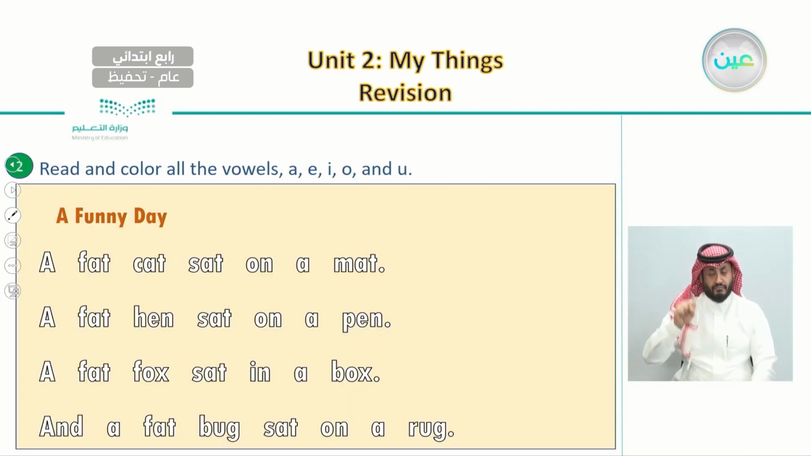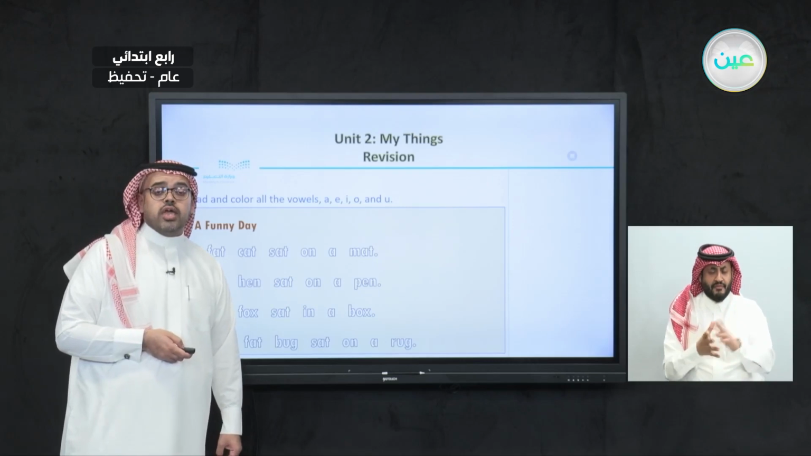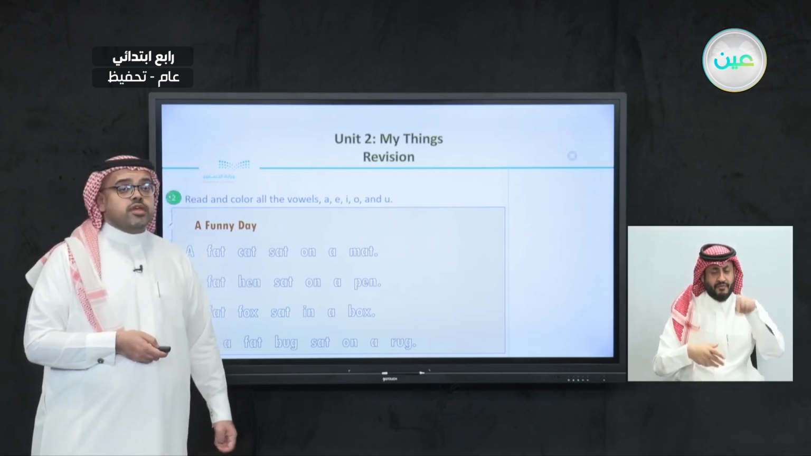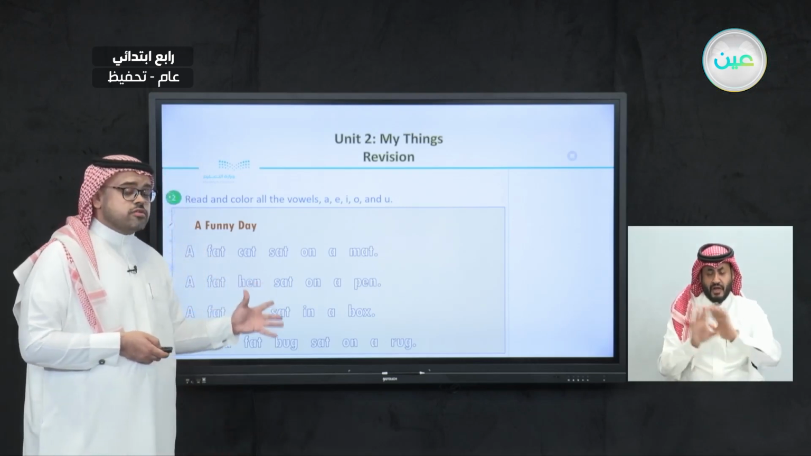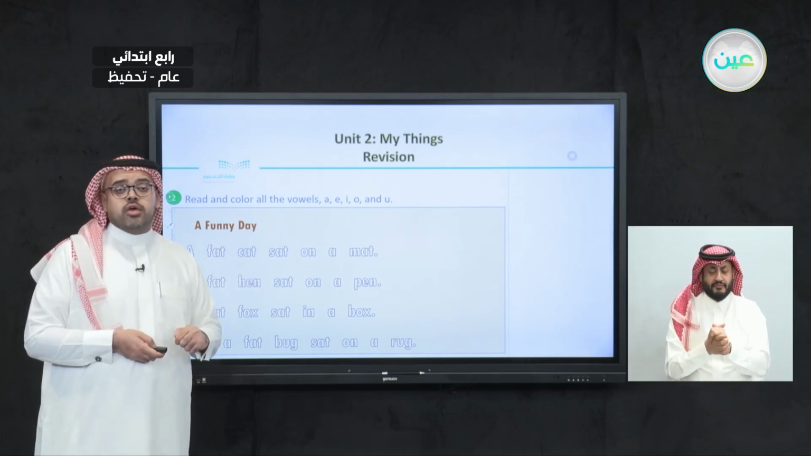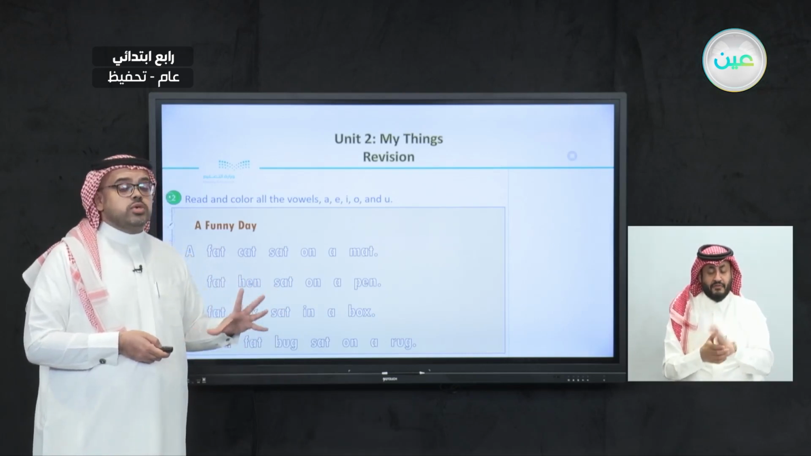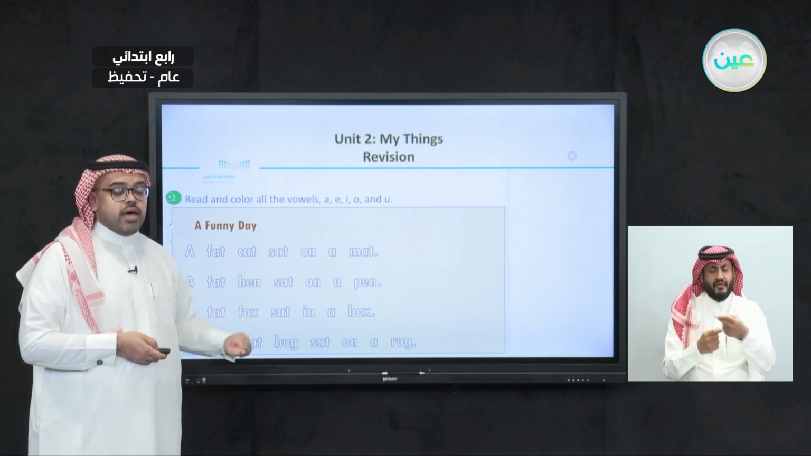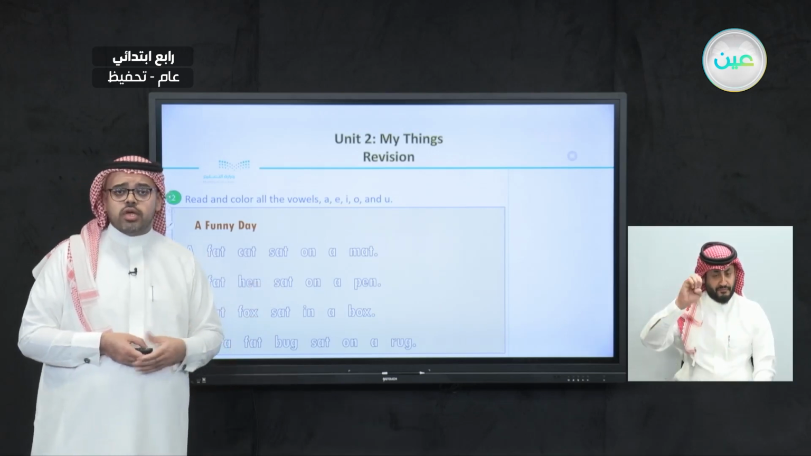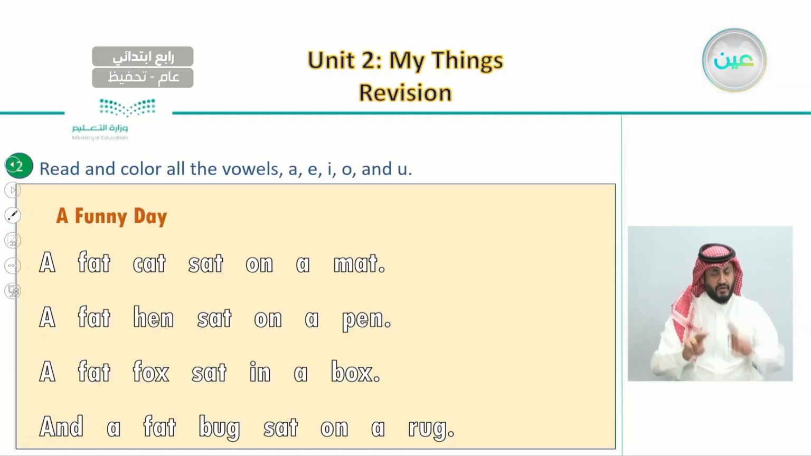And after this, we listened to or read a story that is called A Funny Day, where we said that after listening to this story or after reading this story, it is important that we try to color the vowels. And what are vowels, you said? Vowels are A, E, I, O, and letter U.